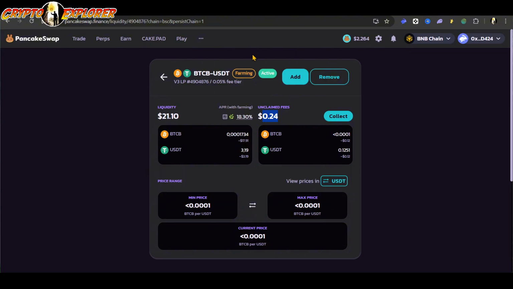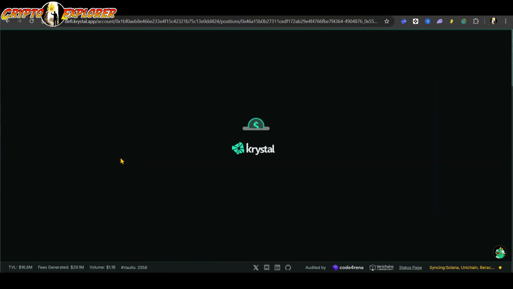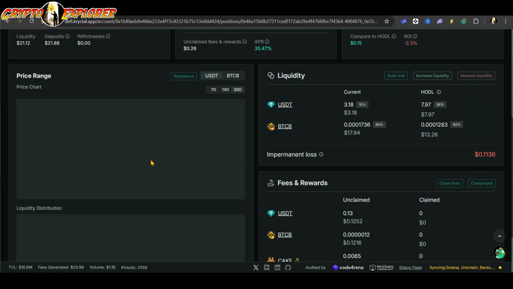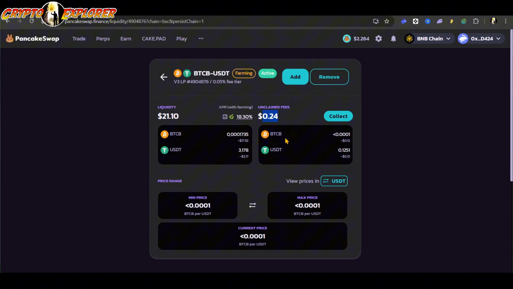And after that, I opened another position on Uniswap using Crystal. You can use Crystal, which is a liquidity manager. Let me show you that, by the way. All right, so this is Crystal. And the position I opened up is this one. So let me see what's showing up here. So yeah, it shows 26 cents. And here I only have 24.